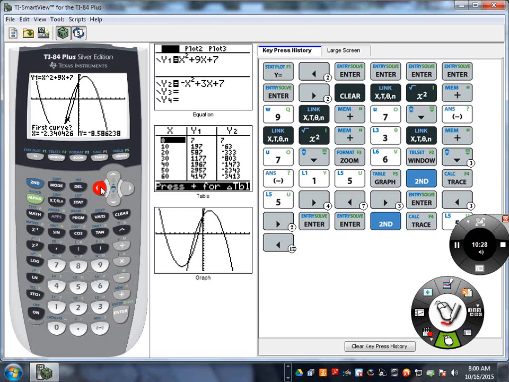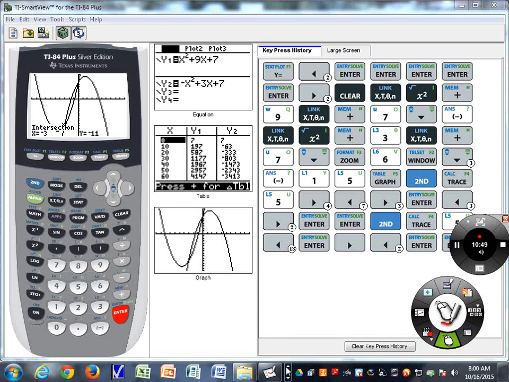So I would travel down to that curve and press enter. It switches me. I would get as close to the intersection as I can again and press enter for it to guess. And then you'll see we have negative 3, negative 11. So that should confirm on your calculator what's going on.